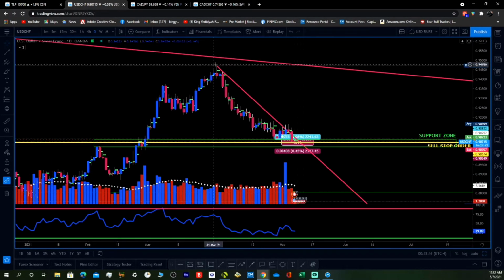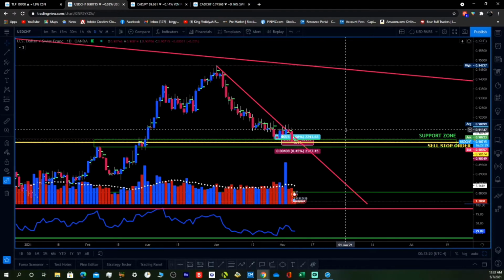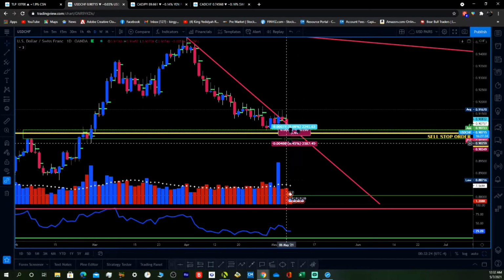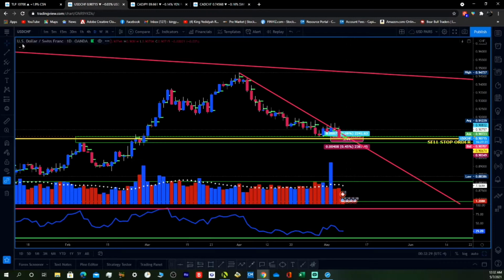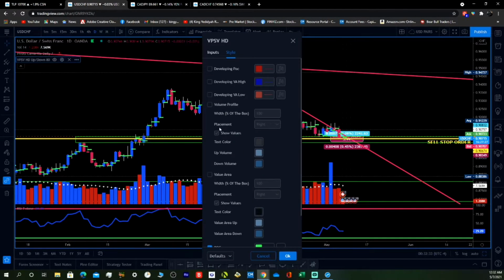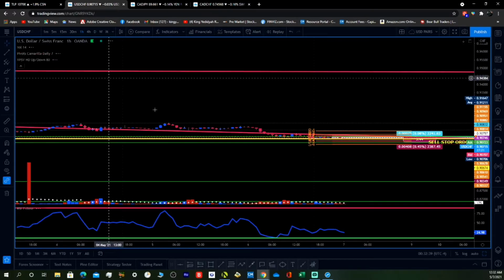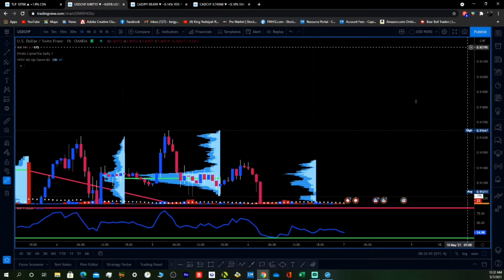And then I draw this secondary resistance line here. So we kind of broke out of that and broke back in. So now that we broke back in, it's looking like we could, well, actually, let's do the same thing here. Let's do the volume at price. Alright, throw those on. Go down to like the 1 hour and see what it's looking like.